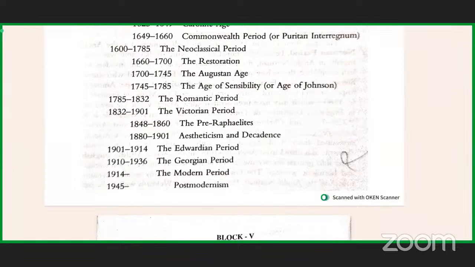Just after this, we have the Pre-Raphaelite movement, a period which was led by artists, or also you can say writers, who were expert in both writing as well as expressing their writing through their own paintings. Then we have 1880 to 1901, aestheticism and decadence. It's about art for the sake of art. When people were focusing on art for its own sake, not for anything else, this period is known as aestheticism. Then we have the Edwardian period before the First World War. Then we have the modern period up to 1914, before the First World War.